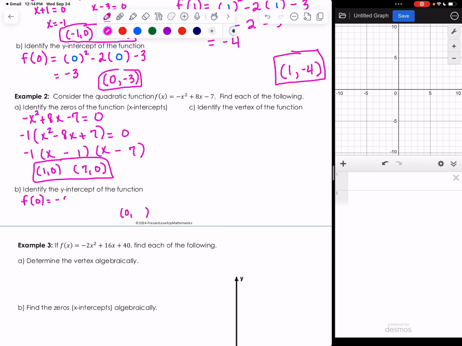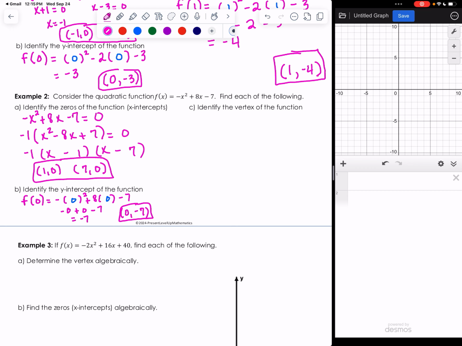So I'm going to replace all the x's with parentheses and then plug in a 0. All right, so that gives me 0 squared is 0, so that gives me -0. 8 times 0 is 0, and then minus 7. So -0 plus 0 is 0. 0 minus 7 is -7. So my y-intercept is 0, -7.